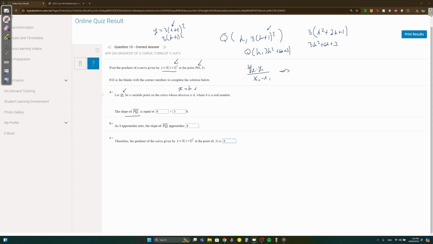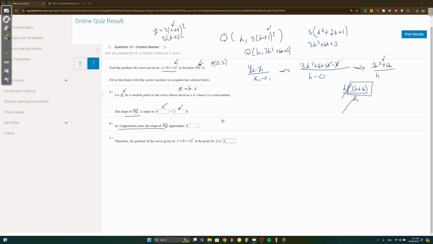Now, can we do y2 minus y1 over x2 minus x1? We know that this point P is (0, 3). Let's see. This y2 minus this y1: 3h squared plus 6h plus 3 minus y1, which is 3, over x2 minus x1, h minus 0. You're going to cancel this 3 minus 3, and you're going to get 3h squared plus 6h over h. Can we factor out h? Yes, we can. It's going to become h times (3h plus 6) over h. So we cancel the h with the h, and you're going to get that its slope is 6 plus 3h.